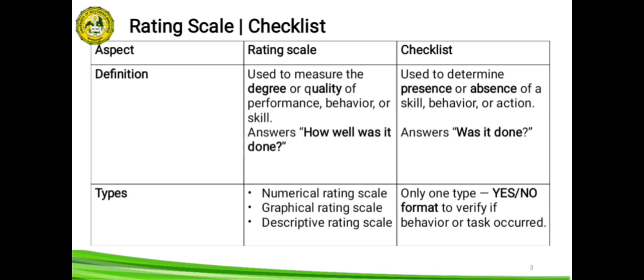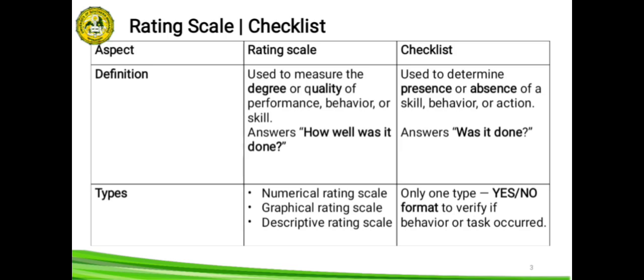And a descriptive rating scale uses descriptive words or phrases to explain what each level of performance looks like. This helps both teachers and students understand why they got that rating. For example, in evaluating an oral speech, rate 5 if the student speaks clearly with confidence and correct grammar. Rate 3 if the student speaks clearly but lacks confidence. Rate 1 if unclear and hesitant.